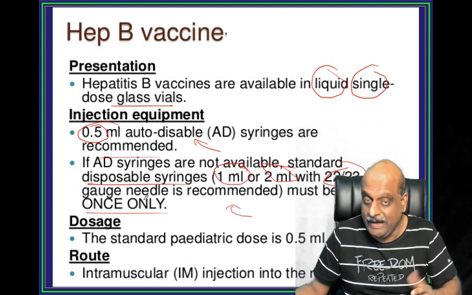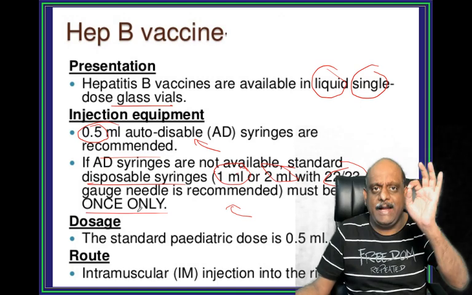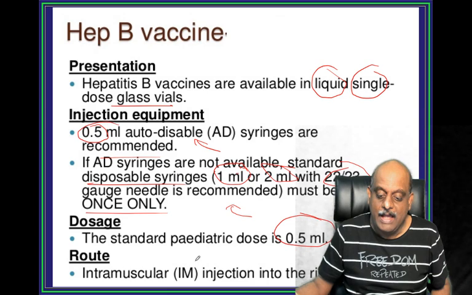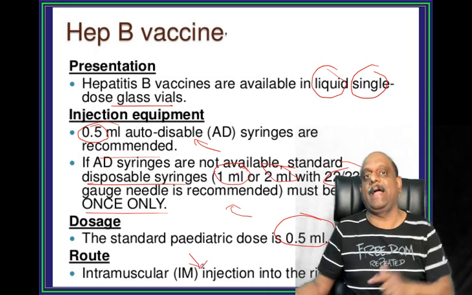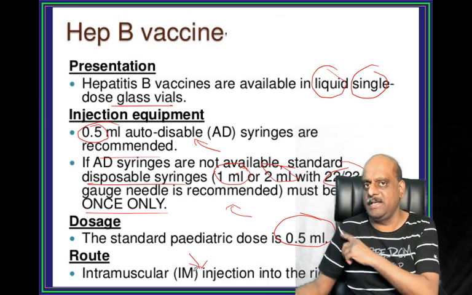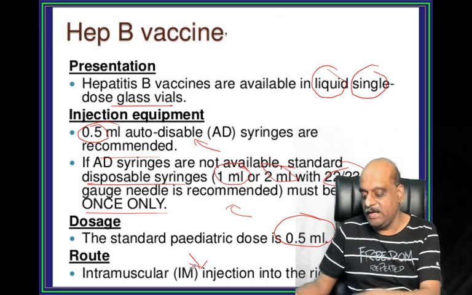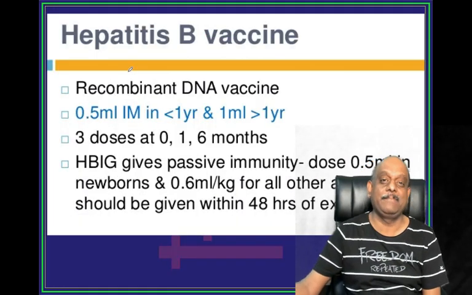It is hepatitis B. The standard pediatric dose is 0.5 ml. Okay, IM injection into the right thigh. All vaccinations are easy to remember, right? BCG is also right. So right thigh is what you should remember.